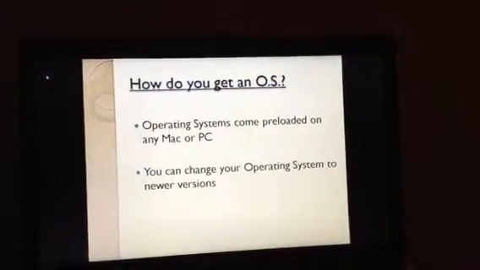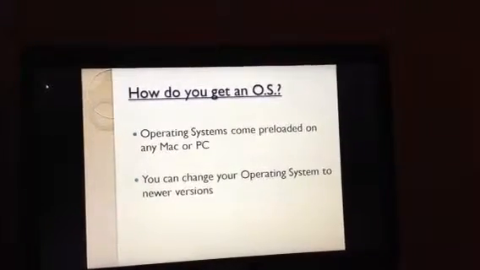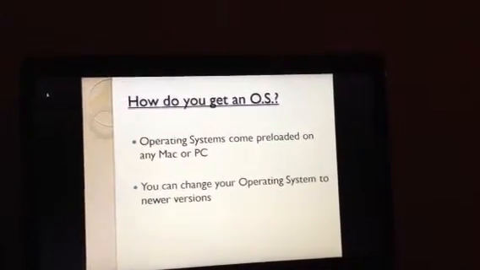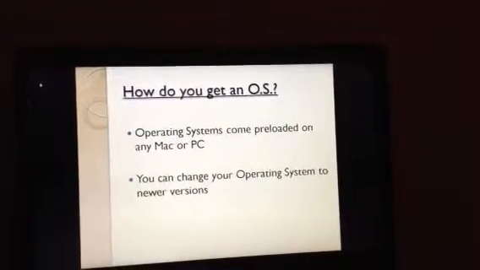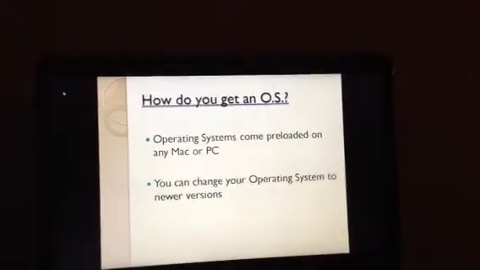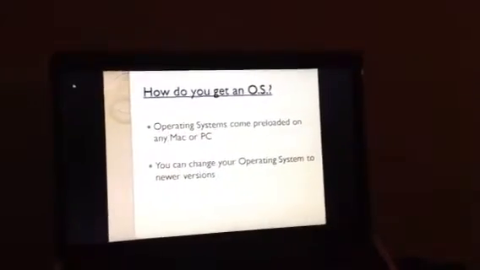How do you get an operating system, you might be asking yourself? Well, anytime your parents purchase a computer for your use, or your schools purchase computers, it automatically comes with an operating system on it. So they're preloaded on your Mac or PC. You can change your operating system at any time. Windows has newer versions of Microsoft Windows. There's all sorts of versions, and if you'd like to upgrade at any time, you can.